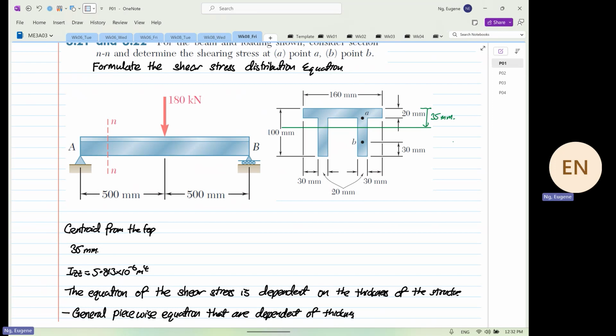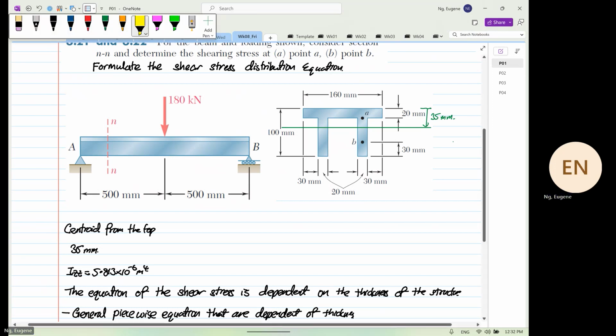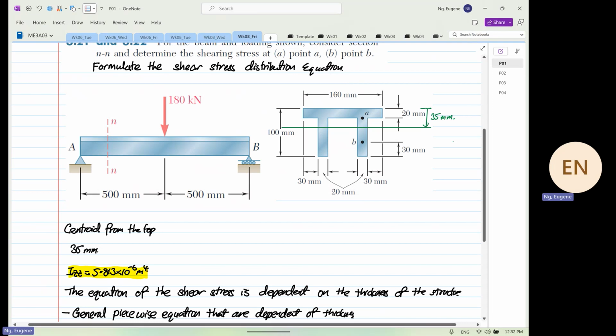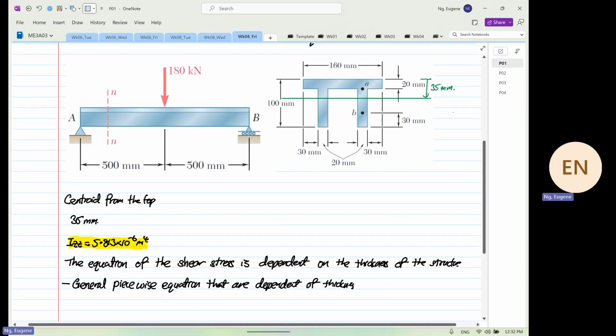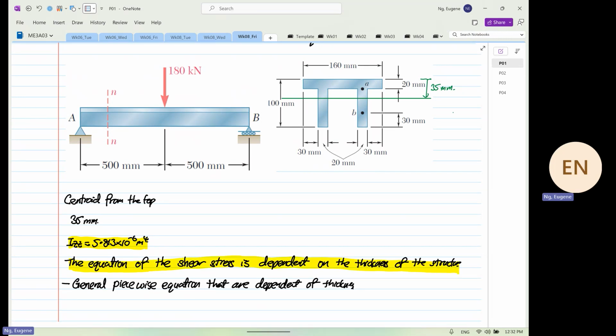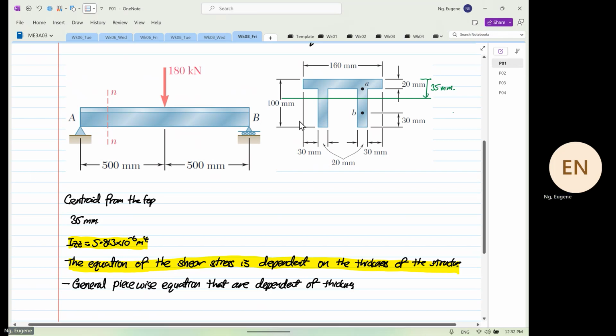Also given that Izz is equal to 5.813 times 10 to the power minus 6. What I mentioned down here is that the equation of the shearing stress is dependent on the thickness of the structure, and we're going to form a piecewise equation. So let's look at the cross section now.